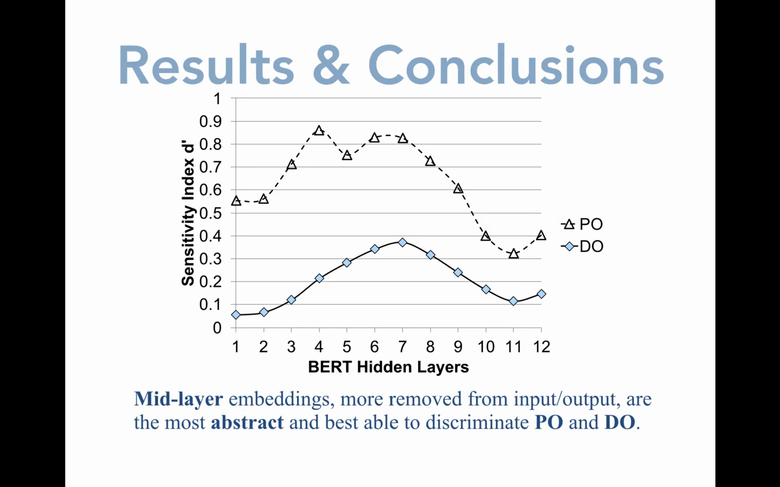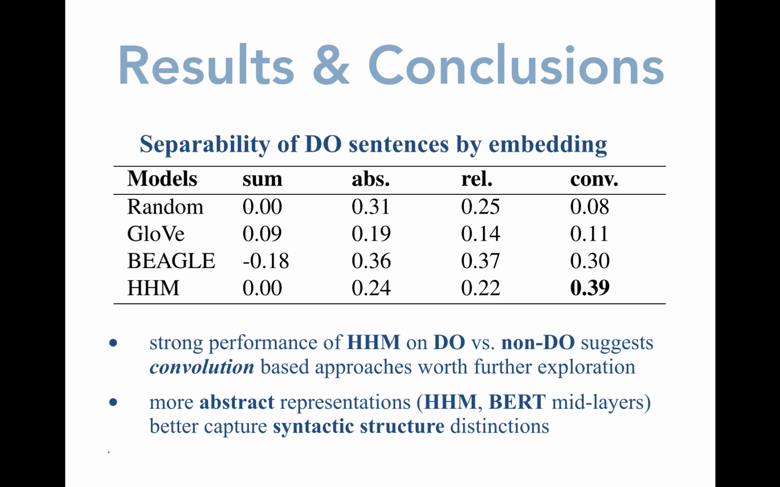We find that in the case of the BERT neural language model, the hidden layers in the middle of the model are best able to discriminate PO and DO sentences. These layers are the furthest removed from both the input and the output, and thus are the most abstract. Similarly, for separability of DO sentences, we find strong performance for the hierarchical holographic model, which suggests that convolution-based approaches are worth further exploration, and it suggests that more abstract representations better capture syntactic structures.